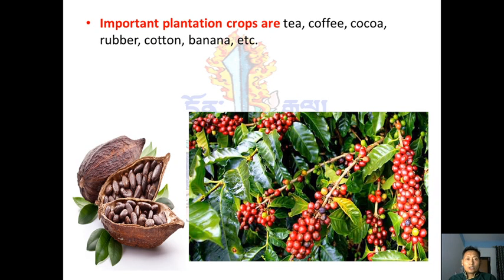So what are the important plantation crops that they are cultivating? Plantation crops such as tea, coffee. So this is coffee bean, cocoa, rubber, cotton, and banana. These are some of the examples of plantation crops that they are cultivating in tropical regions.